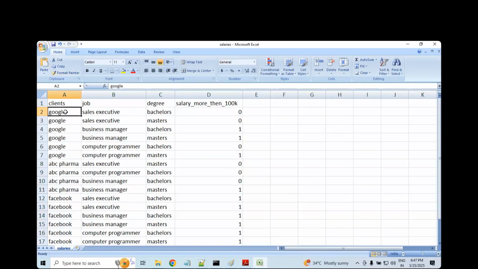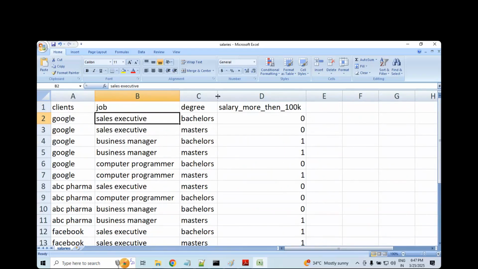In Google, there is one role. Sales executive. Then what is the qualification? Bachelor. Now here is a counter question. Can we give more than 1 lakh salary? No, it can be either 70K, 75K, 60K, something like that actually.